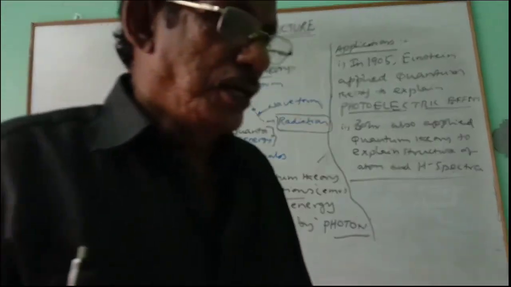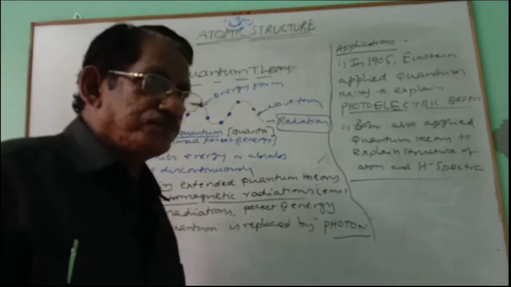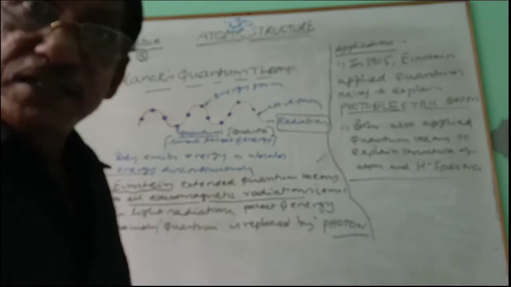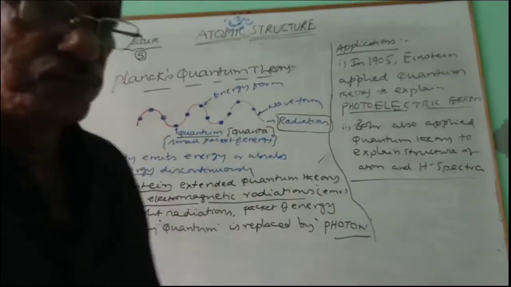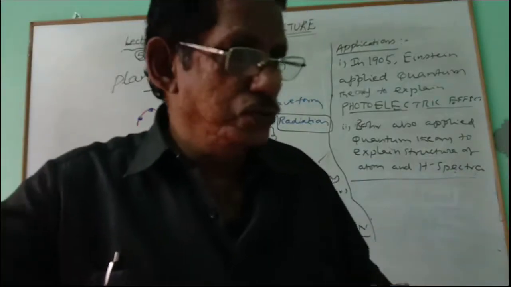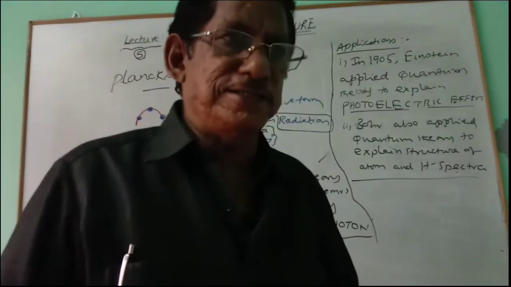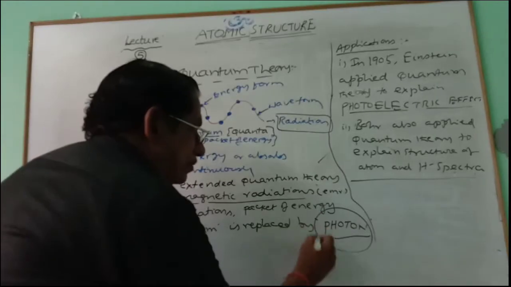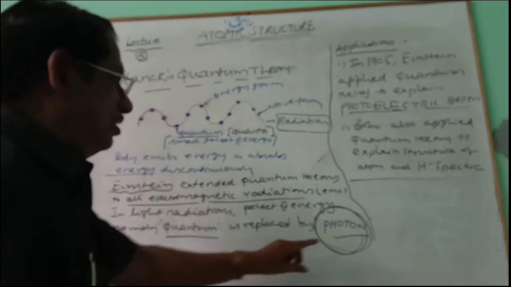Quantum is applicable to the black body radiation, the thermal radiations that you are considering there. But in this case, you are taking the light radiations, from cosmic rays to radio waves. All these radiations you can take. And these light radiations also have energy packets, and that small packet of energy is called photon. This is called photon. So quantum is replaced by photon.